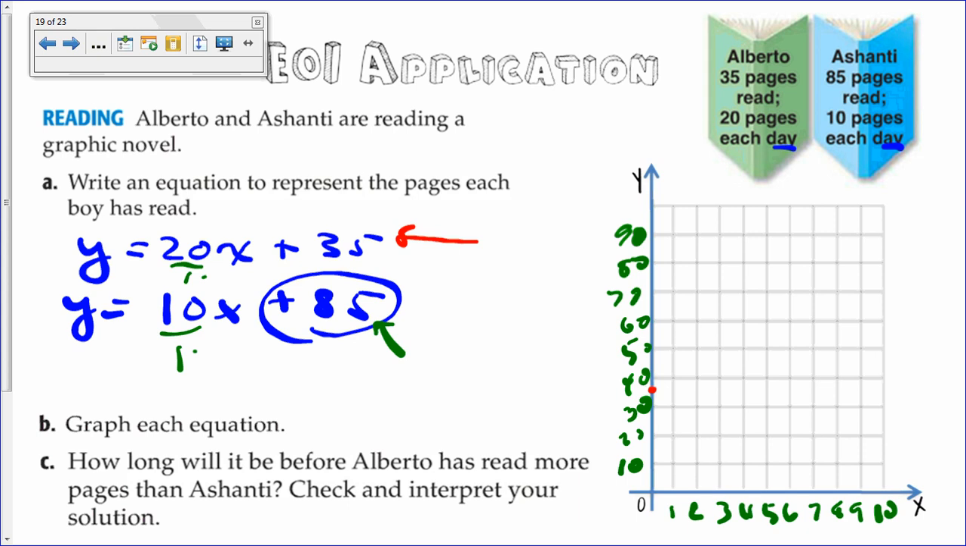How high do I got to go here? Do I just stop at 40 or do I go in between 40 and 50? I got to go up 10, don't I? Or do I go up 20? I go up 20, don't I? So I got to go 5, 15, and then 20 is right there, and then 1 square there.